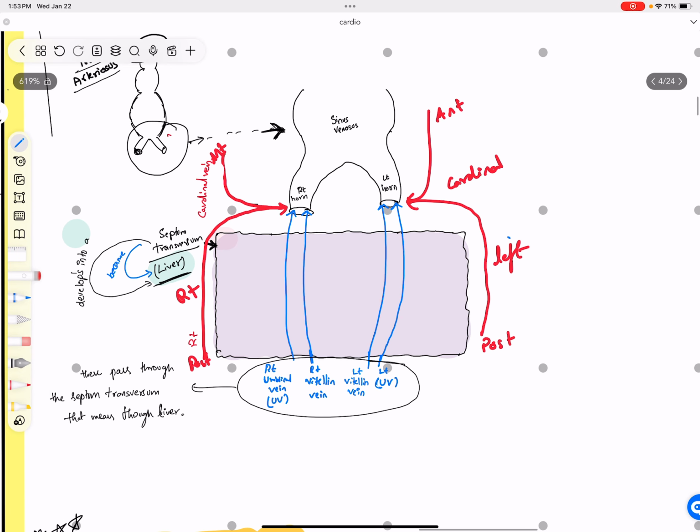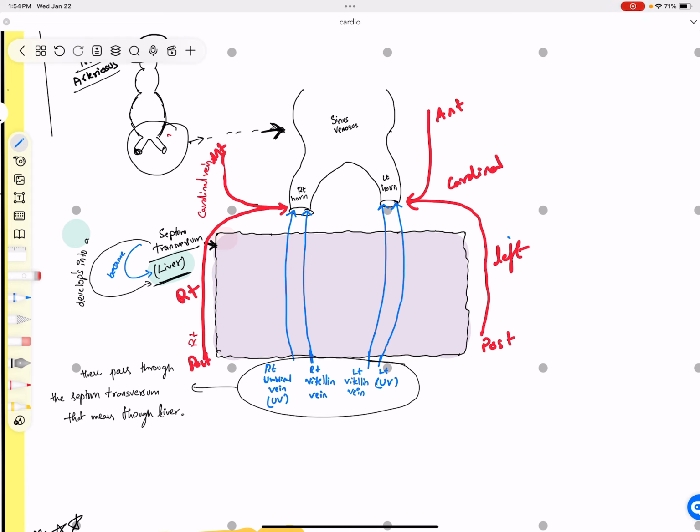And what happens here is the right umbilical vein, right vitelline vein, left umbilical vein, and left vitelline vein, these pass through the septum transversum. That means these pass through the liver to the right horn and left horn of the sinus venosus.